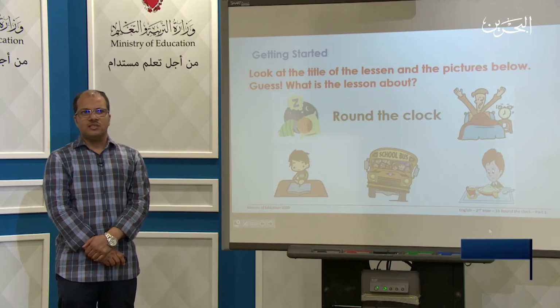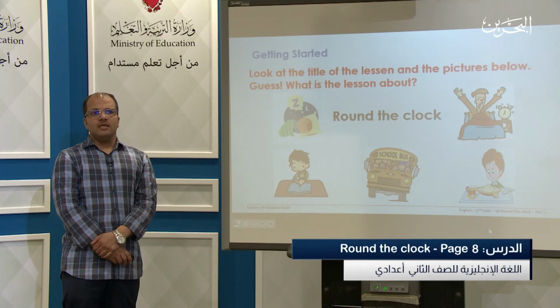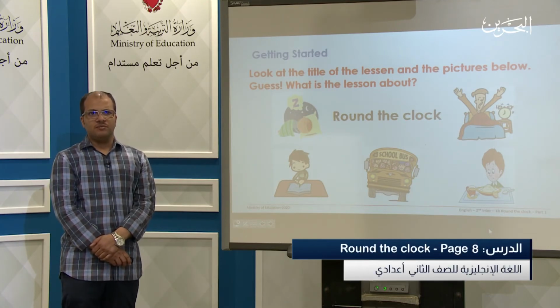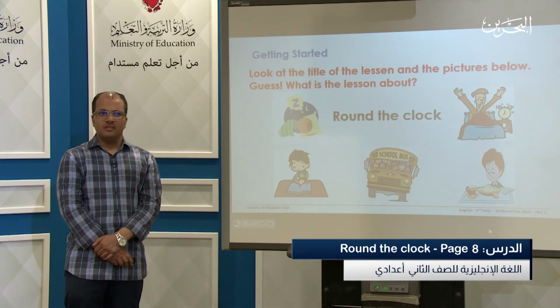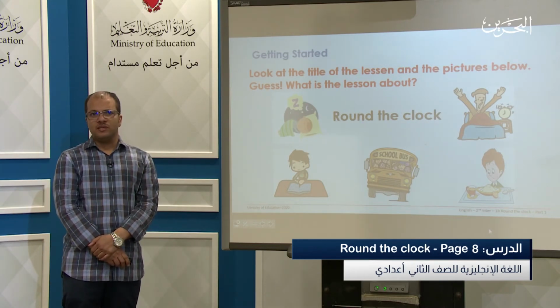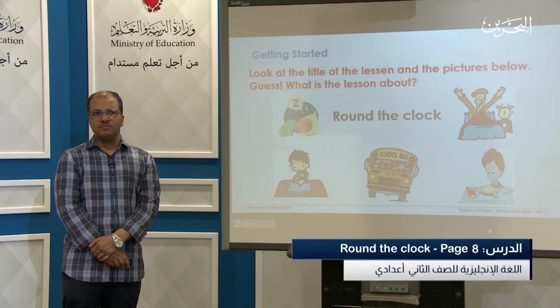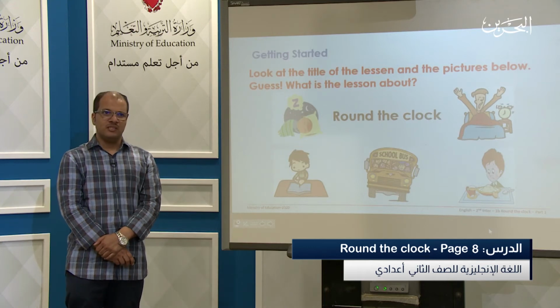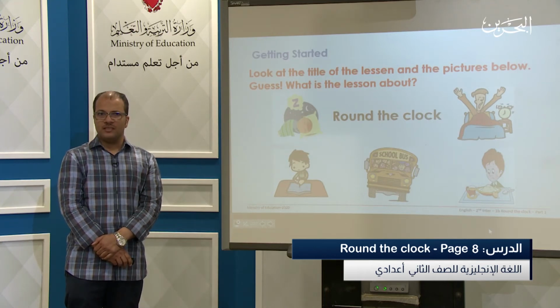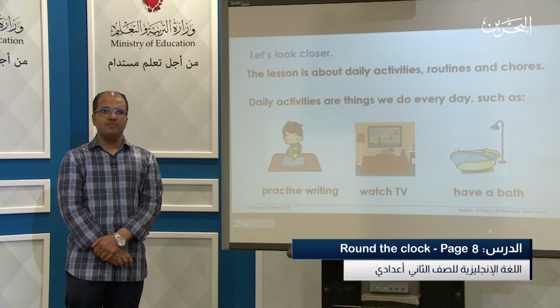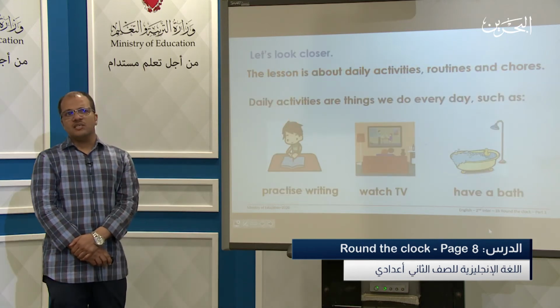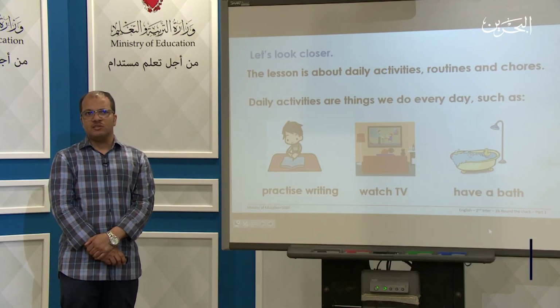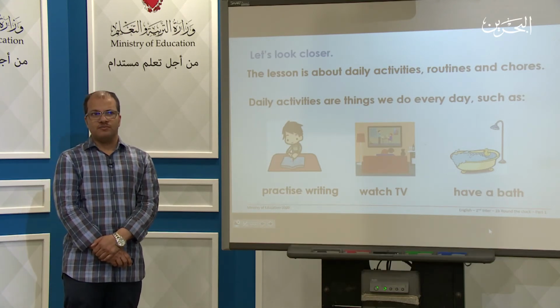Now let's get started. Look at the title of the lesson and the pictures below. As mentioned before, the title of the lesson is Round the Clock. You have 4 pictures. By looking at these pictures and the title of the lesson, can you guess what the lesson is about? The lesson is about daily activities, routines, and chores.